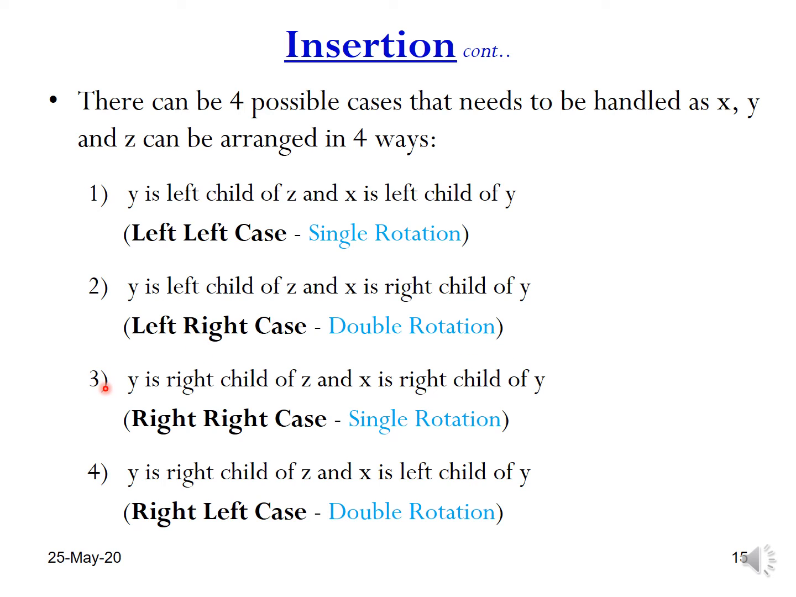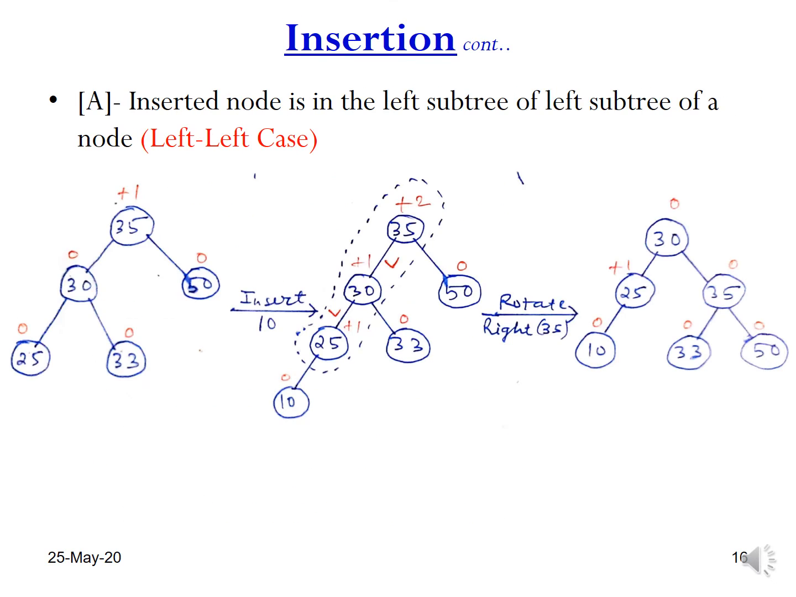If Y is the right child of Z and X is the right child of Y, this is the right right case, and here we perform a single rotation. If Y is the right child of Z and X is the left child of Y, this is the right left case, and we perform a double rotation. So in the left and right cases we perform single rotations, and in the left right and right left cases we perform double rotations to maintain the height of the AVL tree, or to balance the AVL tree. We will discuss these cases one by one.